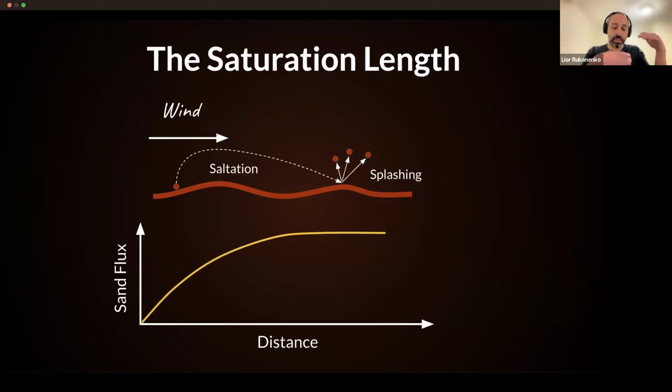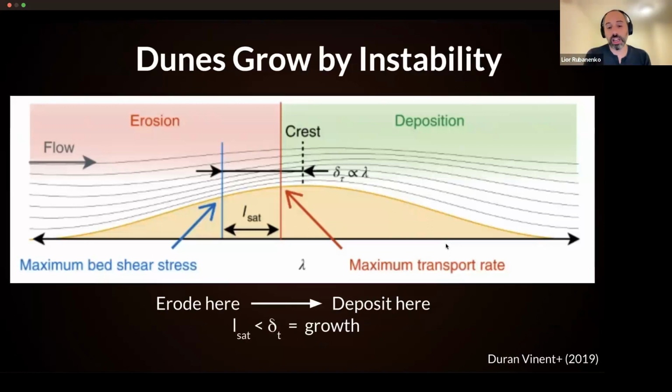So we get this balance between the stress the wind applies on the bed and the fact that it's more difficult to carry more sand grains in the wind with time and or distance. And this distance between the beginning of the erodible bed and the point of saturation is called the saturation length. And I think the saturation length is a really good way of understanding why dunes grow by hydrodynamic instability.